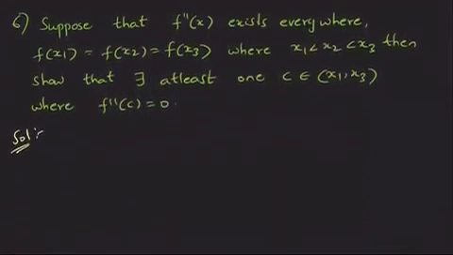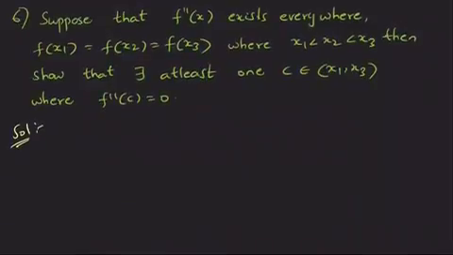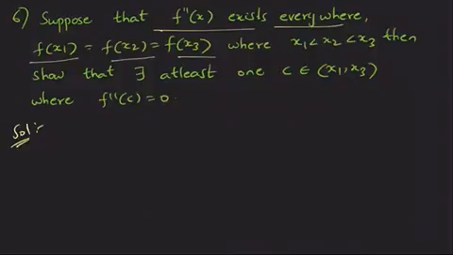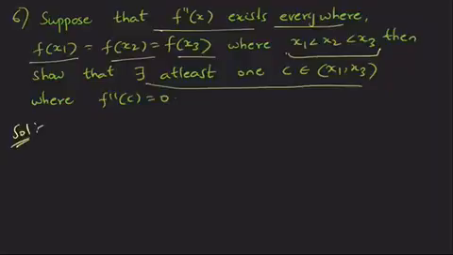Okay, we have extended this problem to the double derivative here. So suppose that f double dash x exists everywhere and f of x1 is equal to f of x2 is equal to f of x3, where x1 is less than x2 less than x3. Then I need to prove that there exists at least one c in the open interval (x1, x3) where the double derivative of f at c is 0.